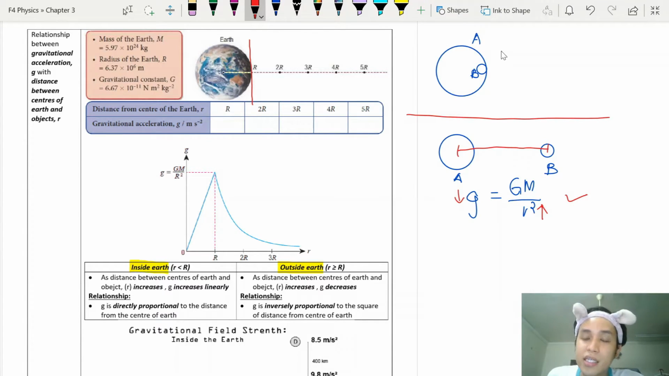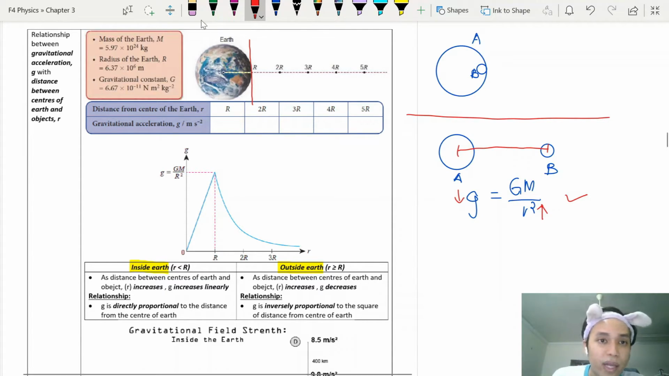However, in this case, it's slightly special. Why? Because the objects are not separated. They are together in the same circle. Now, when it's in this condition, we need to take into consideration the mass of the object as well. So for outside Earth, this formula is correct. If you look at the sentence here, when r increases, the gravitational acceleration decreases. So this part here, from r to 5r, is because the two objects are separated.